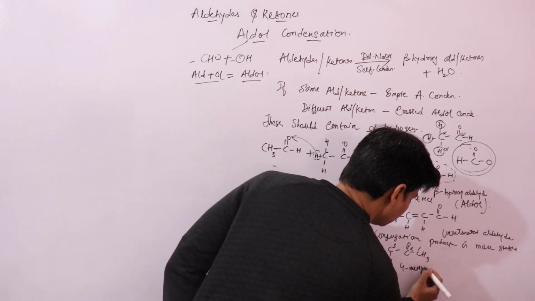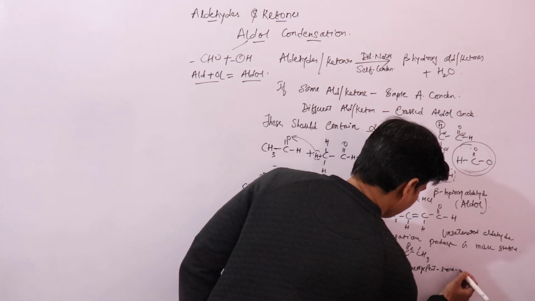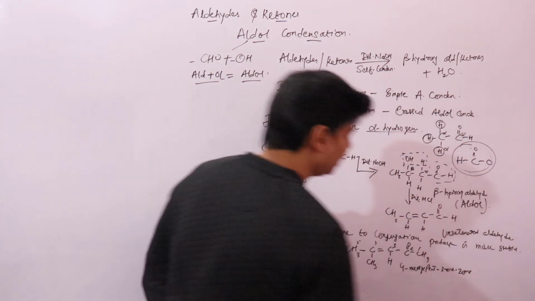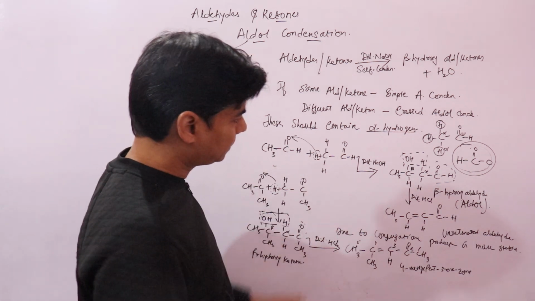4-methyl pent-3-en-2-one. This is the name. This is the IUPAC name, so you can look in your books for your IUPAC names, right?